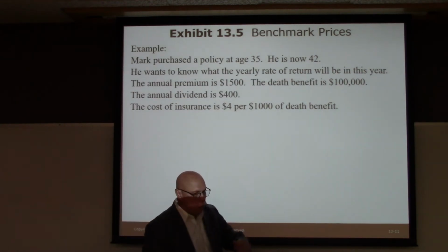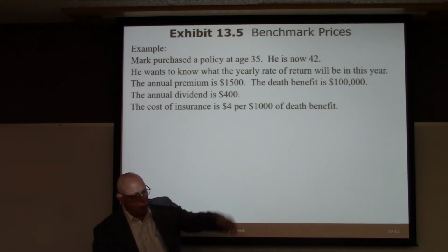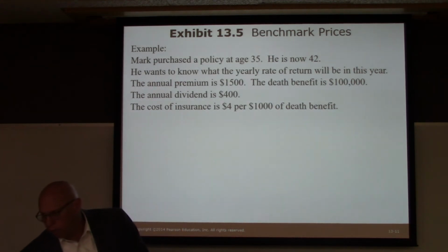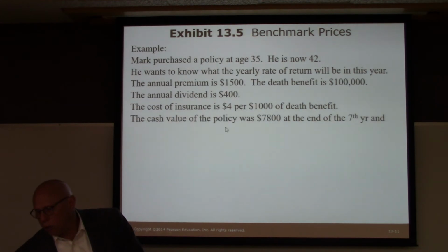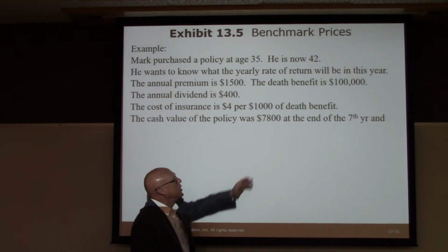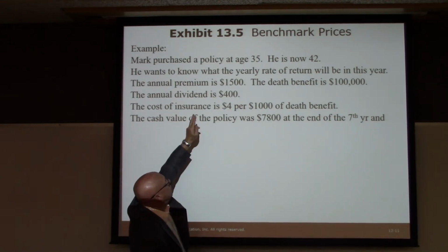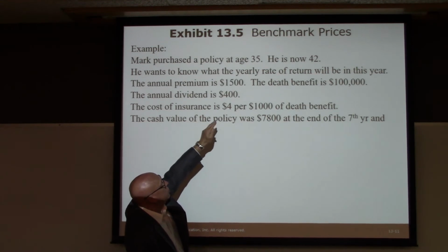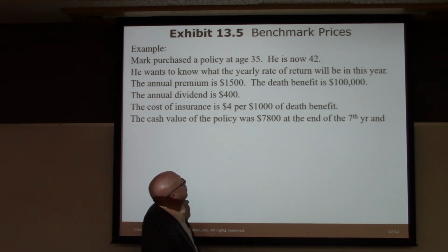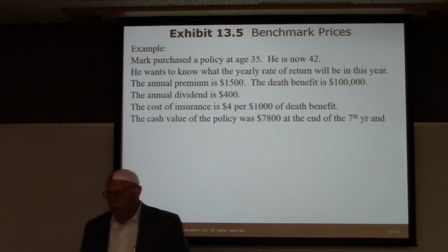And we saw the annual cost of all the long list of companies, and we said $2.40 looked pretty good, and $4 and higher looked pretty bad, and there was one that was pretty low. The cash value of the policy was $7,800 at the end of the 7th year. So Mark got an annual report from his insurance company that said the cash value is worth $7,800. Now Mark is going to pay in $1,500 in year 8. He's going to get back $400. He's got a death benefit of $100,000, and he's paying $4 per $1,000 of death benefit.